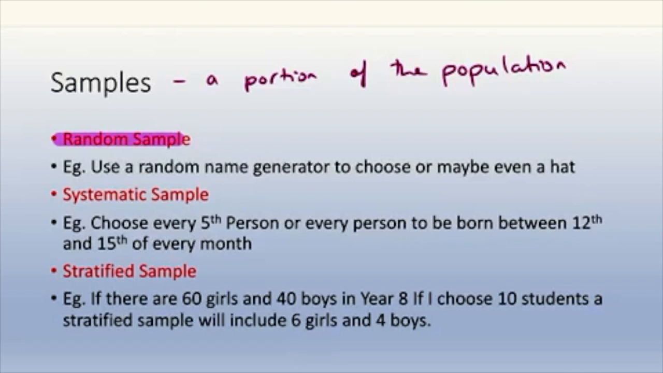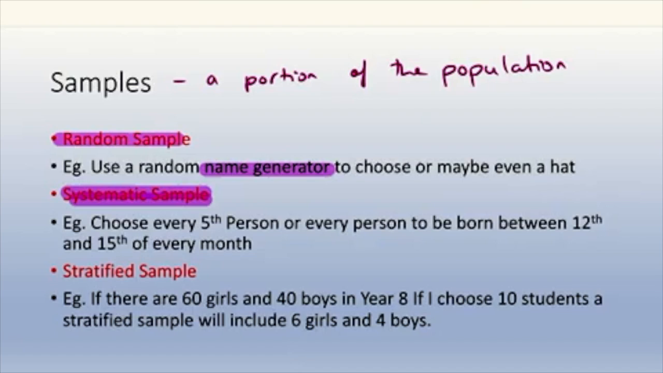There's a random sample, an example of which is using a random name generator or picking somebody out of a hat. There's no rule to it. It's just like, let's see what comes up, or you shuffle a deck of cards and you're all assigned a card and you pull it out. That's random. There's a systematic sample, and there's many ways that you can do it, but essentially there's a system to getting it.